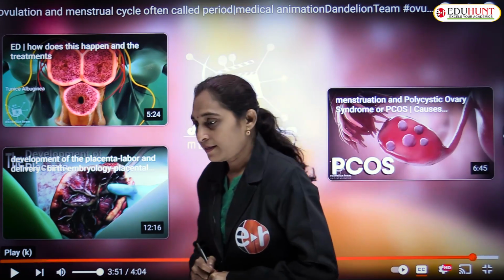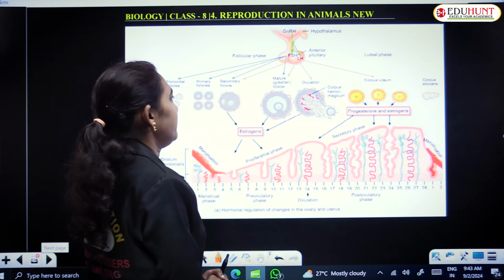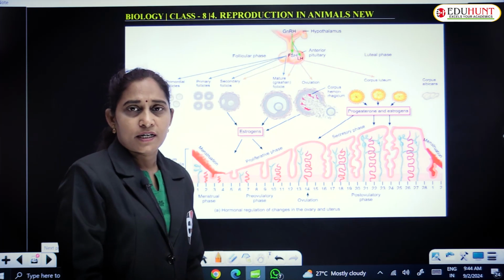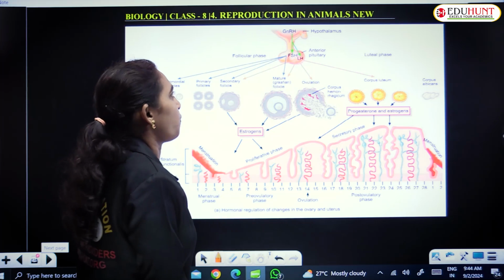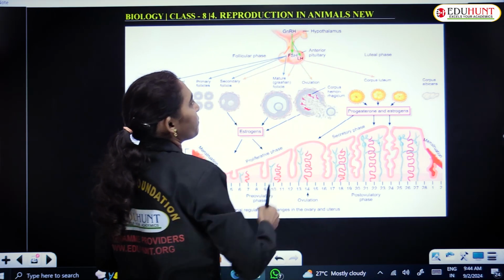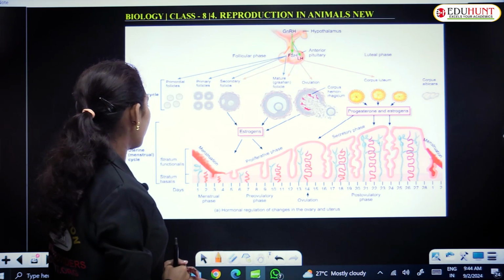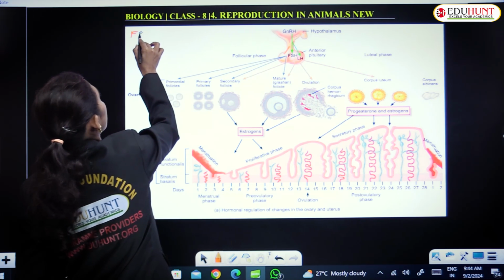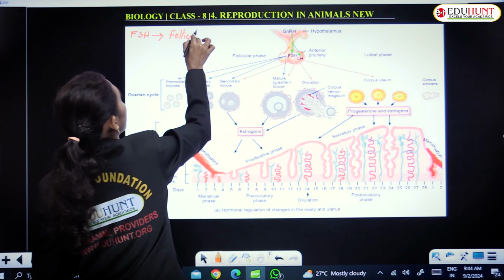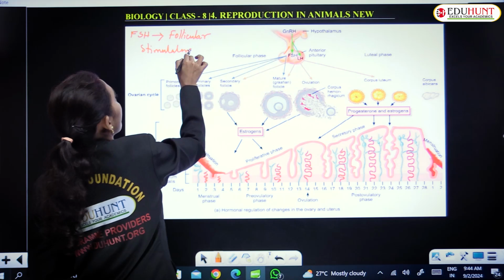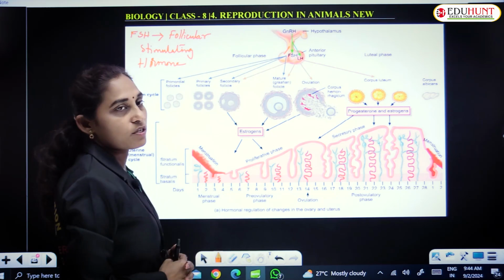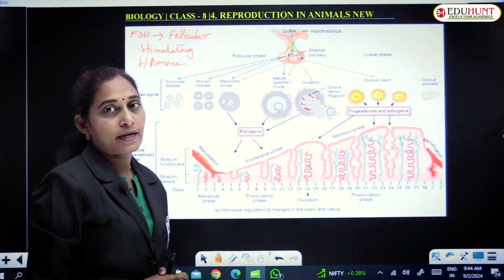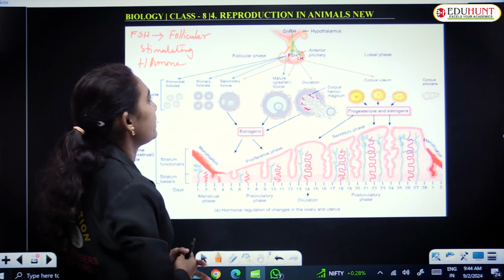Thank you. Let's see. Yes, from the video we can see that there is a pituitary gland which is responsible for the hormone follicular stimulating hormone, FSH. Follicular stimulating hormone is released by the anterior part of the pituitary gland.